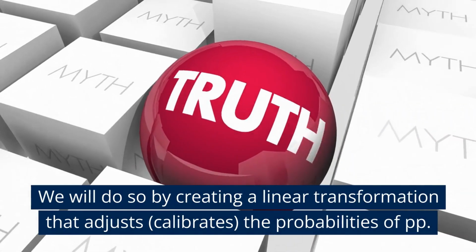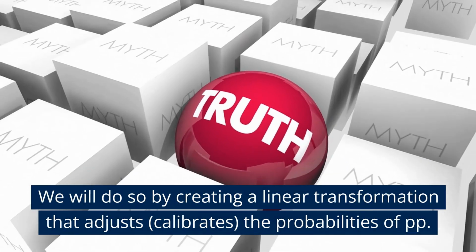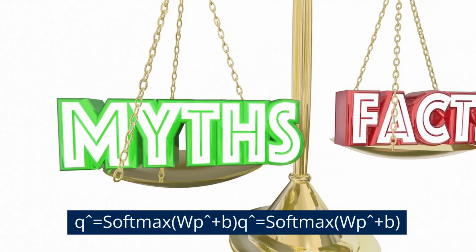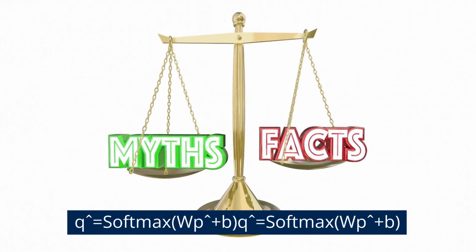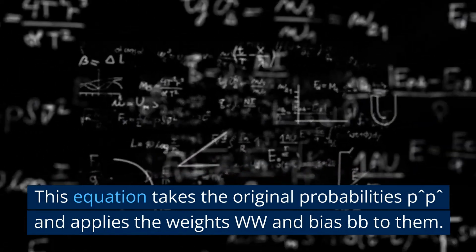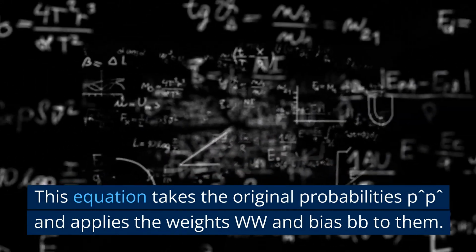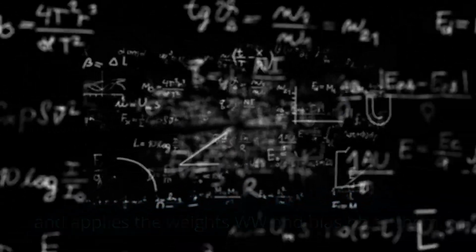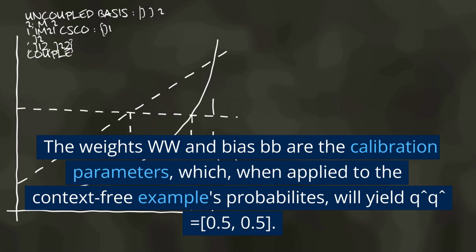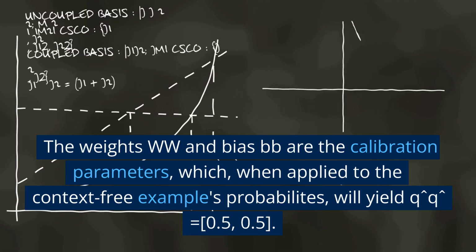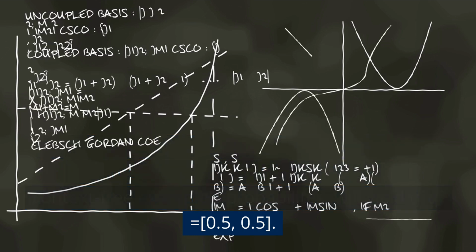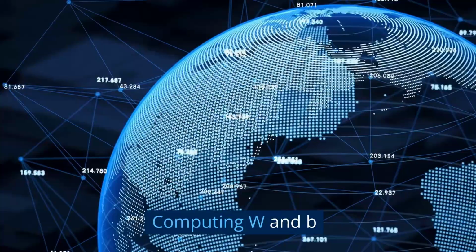We will do so by creating a linear transformation that adjusts, calibrates, the probabilities of P. Q = softmax(Wp + b). This equation takes the original probabilities p and applies the weights W and bias b to them. The weights W and bias b are the calibration parameters, which, when applied to the context-free example's probabilities, will yield Q = [0.5, 0.5].